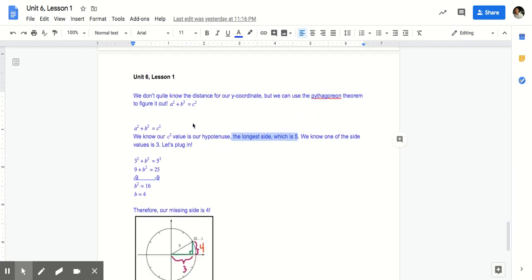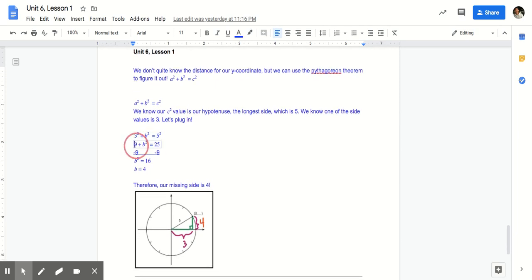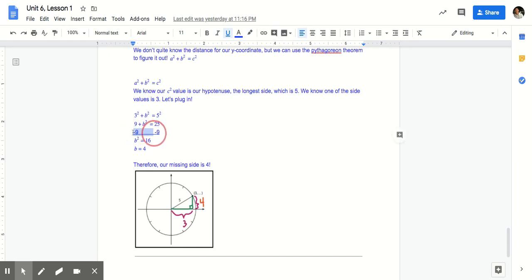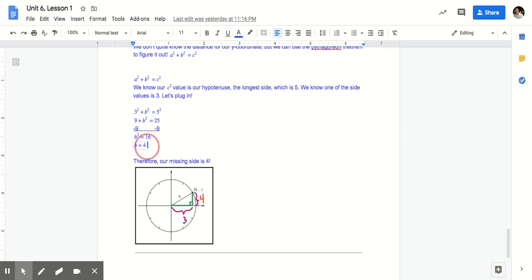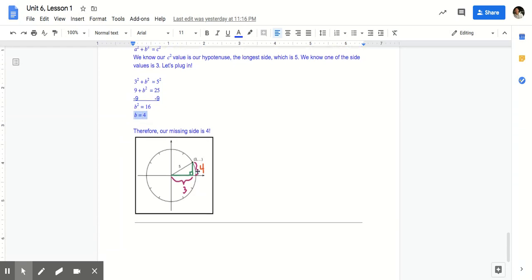So if we set it up, it's going to be 3 squared plus b squared equals 5 squared. We're going to solve that, so we get 9 plus b squared equals 25. Subtract 9 from both sides. You're left with b squared equals 16. So b is 4. Okay? And now we know here that our side is going to be 4.